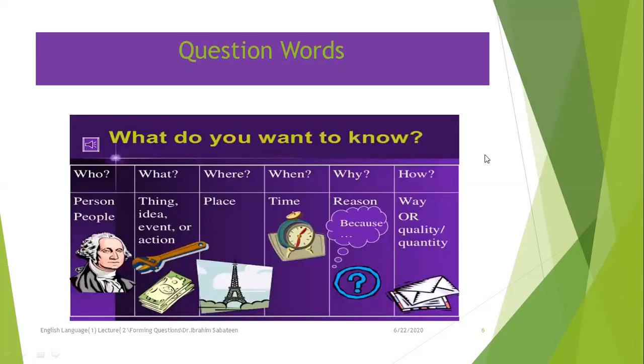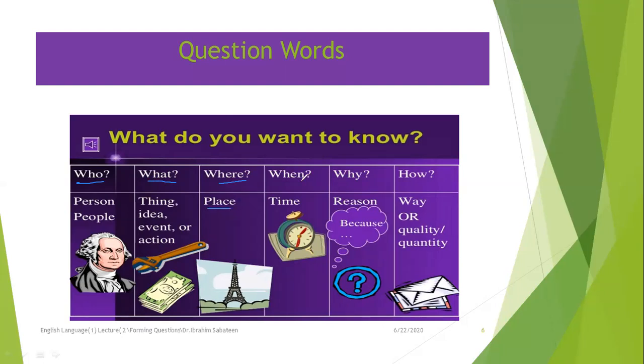Here we have other question words. Look here. We have who. We use it to ask about a person or people. We have what, to ask about a thing or things, an idea or ideas, an event or events, or an action or actions. We have where, to ask about place.